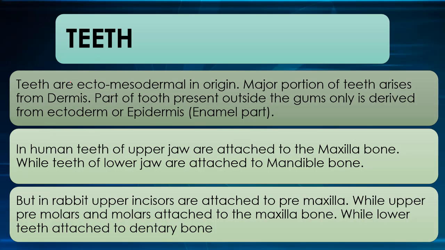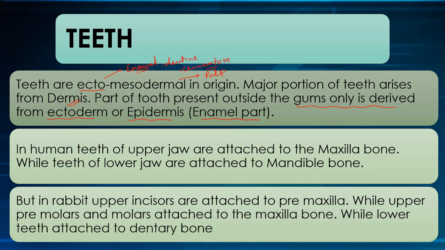Teeth are ectomesodermal in origin, meaning some part of the teeth is ectodermal, which is basically enamel, dentine, cementum. And the part which is mesodermal in origin is pulp. So that is why teeth are ectomesodermal in origin. Major portion of the teeth arises from dermis. The part of the tooth present outside the gums only is derived from ectoderm, or epidermis. That is the enamel part.